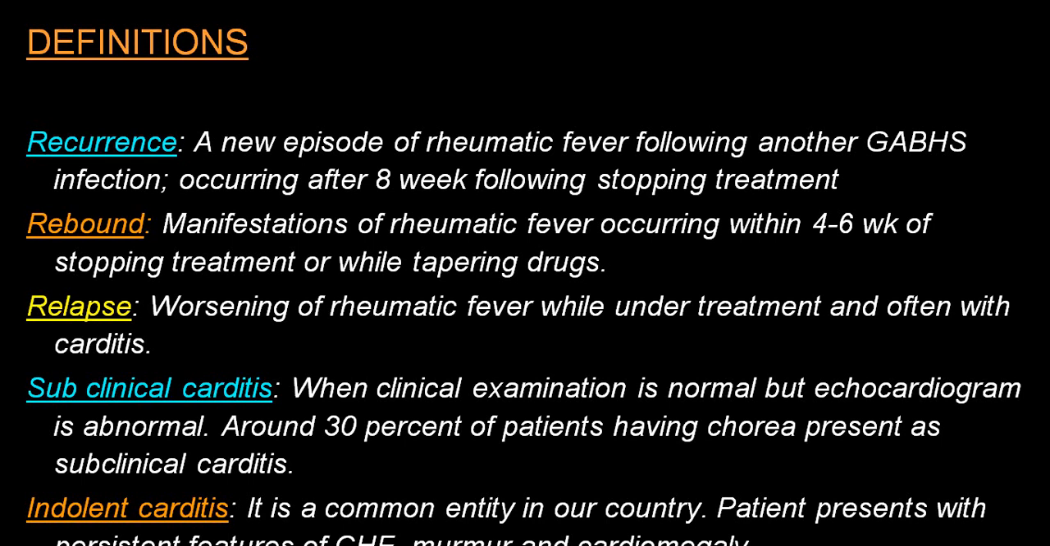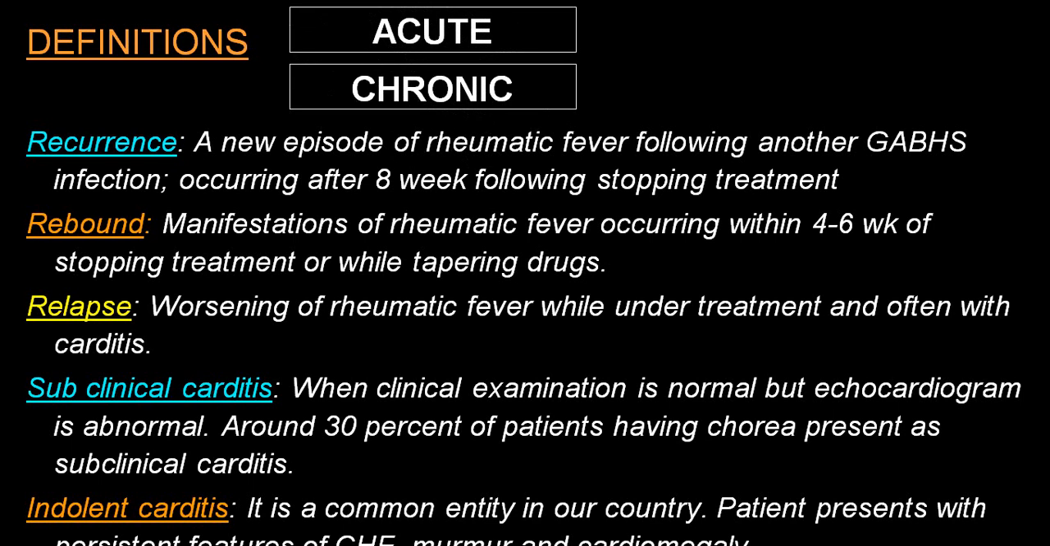Subclinical carditis is when the clinical examination is normal but the echocardiogram is abnormal. Around 30% of patients having chorea will have subclinical carditis, so invariably chorea may be associated with subclinical carditis. Indolent carditis is a common entity in our country, where the patient presents with persistent features of congestive heart failure, murmur and cardiomegaly. These are the few words which are used in case of rheumatic fever.